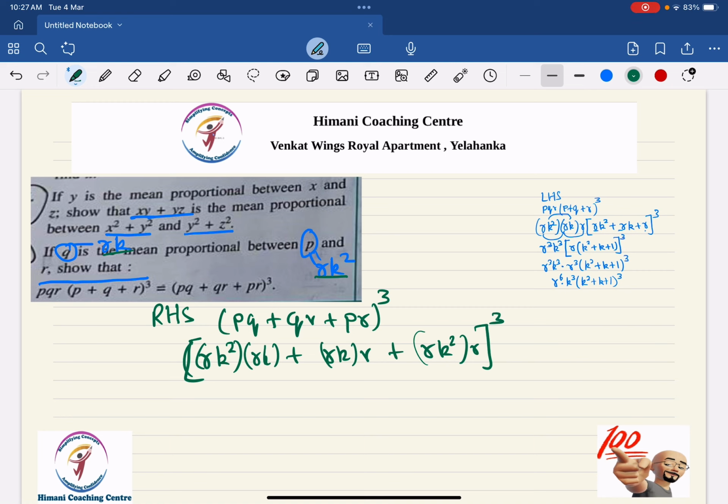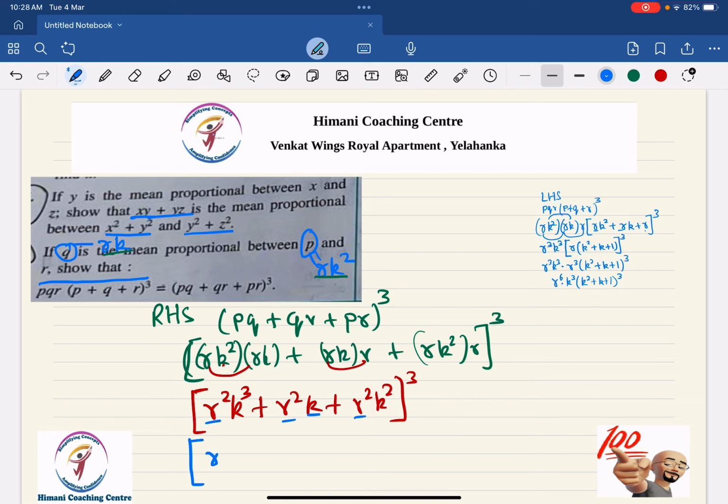Now what will happen here? R into R will become R square and K square into K will become K cube. Similarly here R into R is R square and K will remain as it is, and here R into R is R square K square, and that is getting cubed. Now students, pay attention, R square is common in all as well as K is common in all. What do we do when we deal with variables? The least power of the variable is the constant or the HCF. So we are going to take that common inside this square bracket.